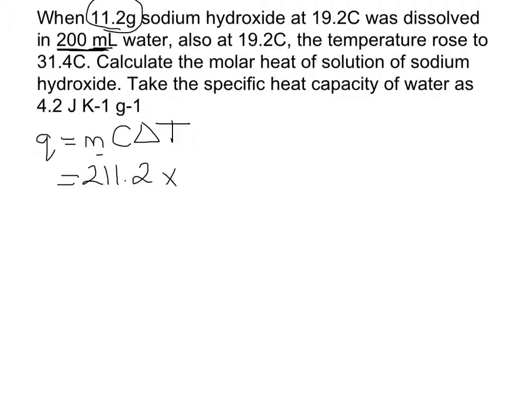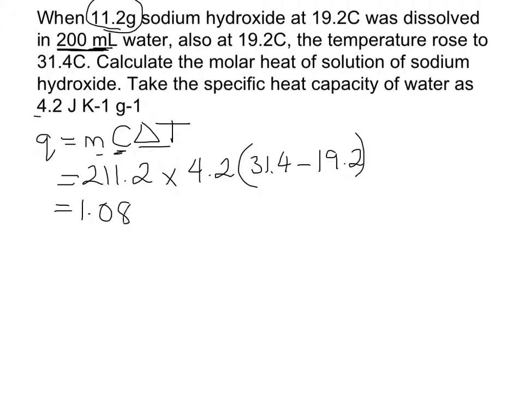We times that by our constant, which is the 4.2, and then we need to do our change in temperature. Our final temperature is the 31.4, and we subtract from that the 19.2, which was our starting temperature. So we're going to calculate the heat released. Put that into your calculator as 1.08 times 10 to the 4, and that's going to be in joules.